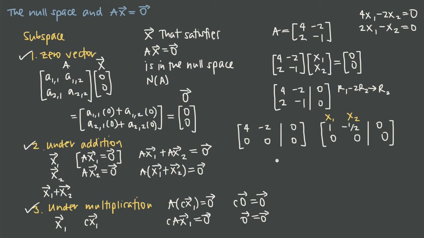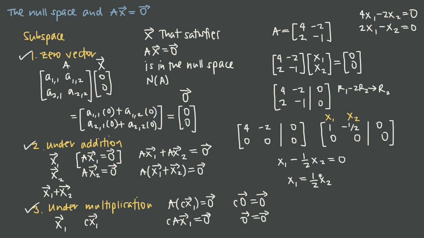But from the first row, we can rewrite that as 1 times x sub 1, or x sub 1, minus 1/2 times x sub 2, so minus 1/2 x sub 2, is equal to 0. If we add 1/2 x sub 2 to both sides, we get x sub 1 is equal to 1/2 x sub 2. What this is telling me here is that any pair of values, x sub 1 and x sub 2, that satisfy this equation are going to be included in the null space of A.